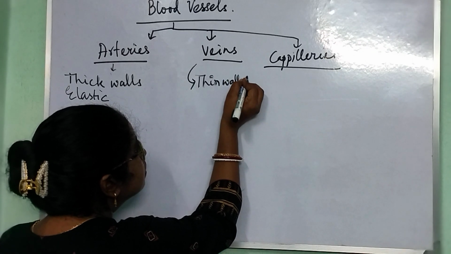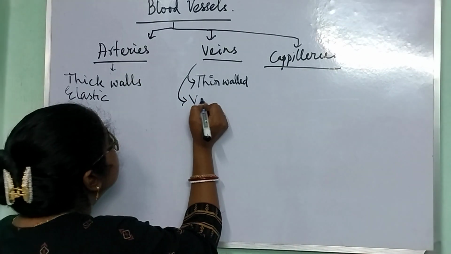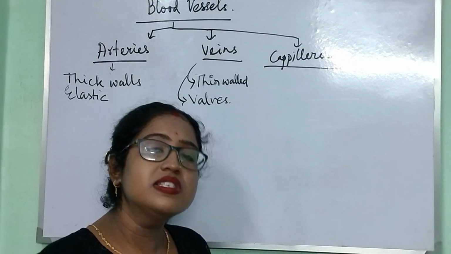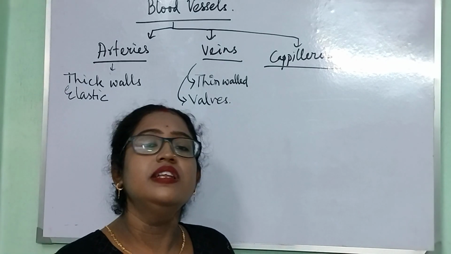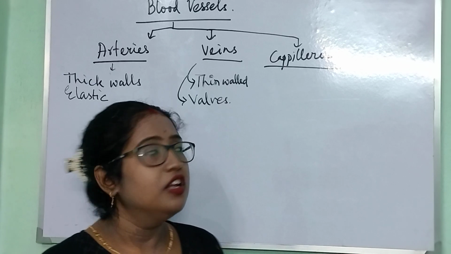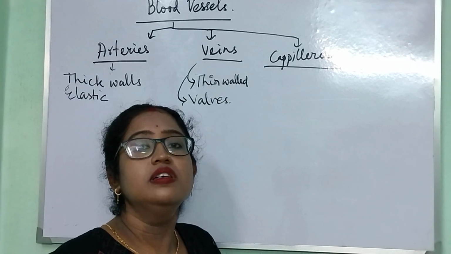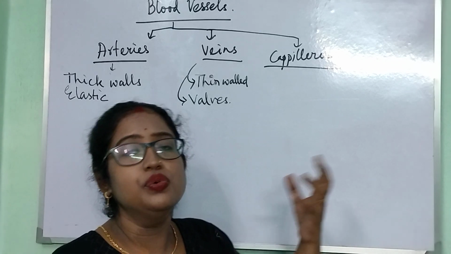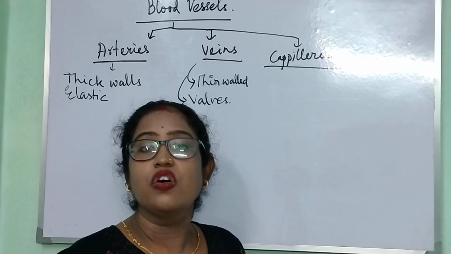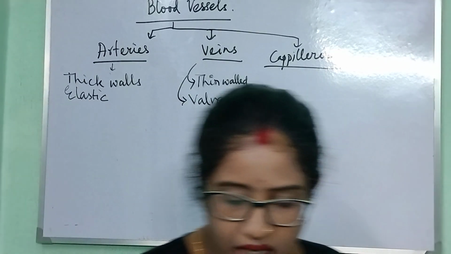Veins are thin walled vessels, and they are also elastic in nature, but they have valves on their inner surface. The valves are formed by the inner surface of the vein, and valves are present at some intervals in veins just to prevent the backflow of blood in it. Veins are formed from the capillaries, and they transfer the deoxygenated blood from tissues to heart, except the pulmonary vein, because the pulmonary vein contains the oxygenated blood. So, except the pulmonary vein, veins contain the deoxygenated blood.